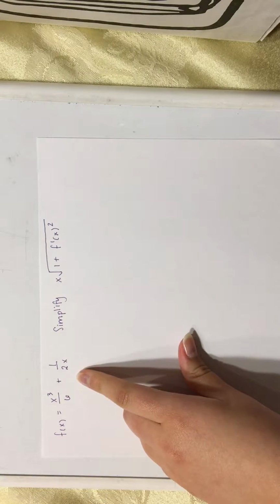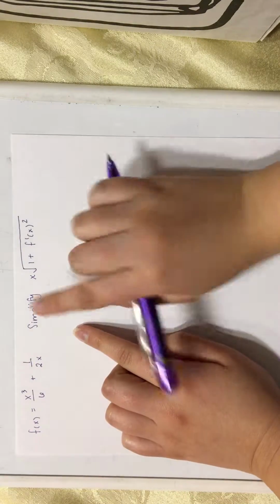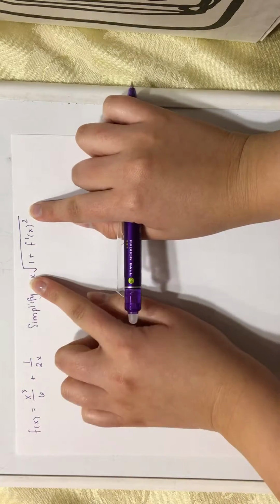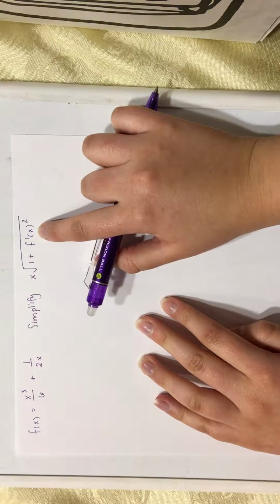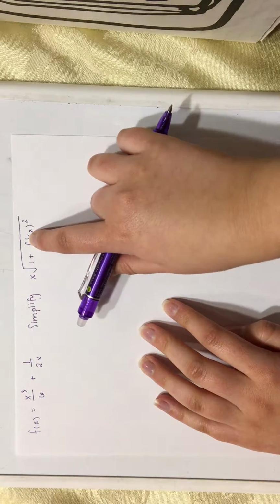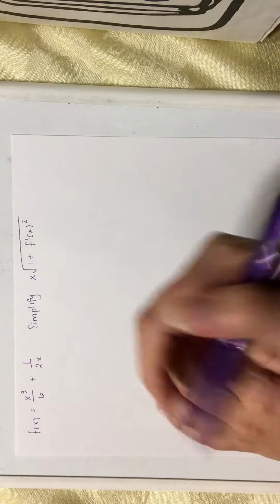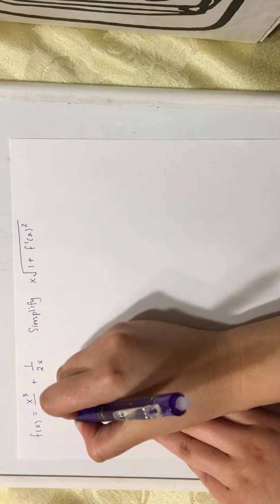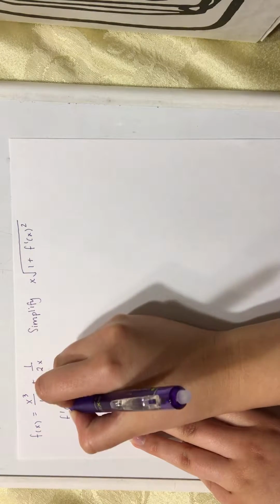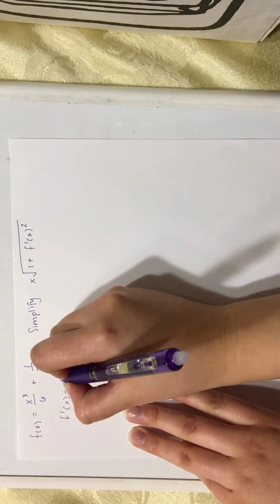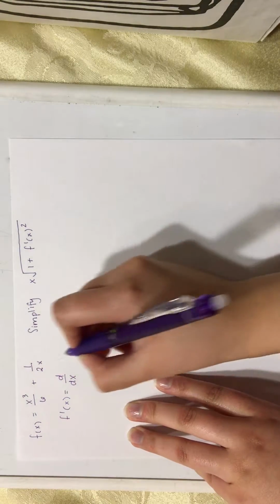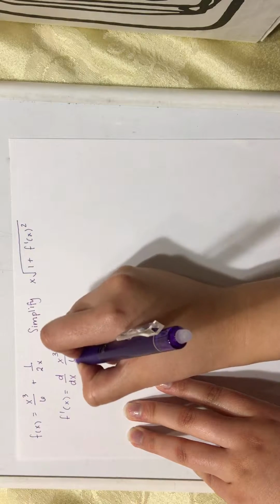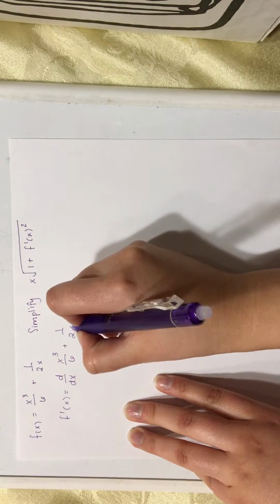So this is our function, and it's asking us to simplify this right here. So we have to plug this into f of x, and that line means take the derivative. So we have to take the derivative of f of x, which is x cubed over 6 plus 1 over 2x.